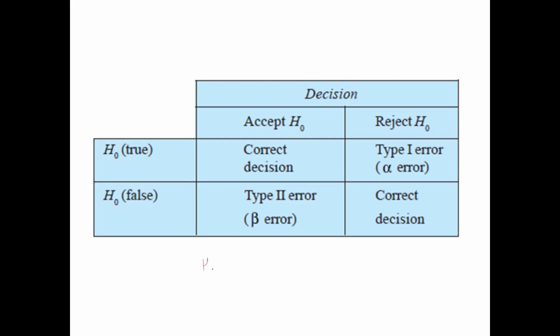And I think I forgot one thing. The null hypothesis is denoted as H0. Some authors say zero, some authors say O. It is denoted like this. And the alternate hypothesis is denoted as H1. This is all about the errors. Now we have to move further.